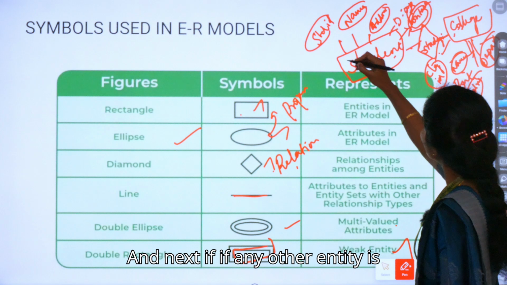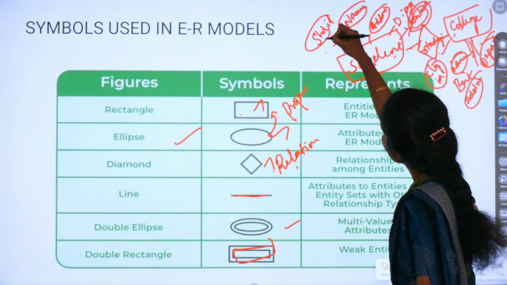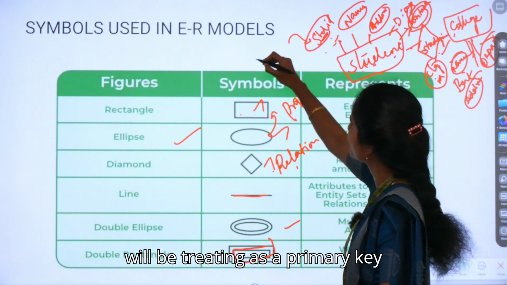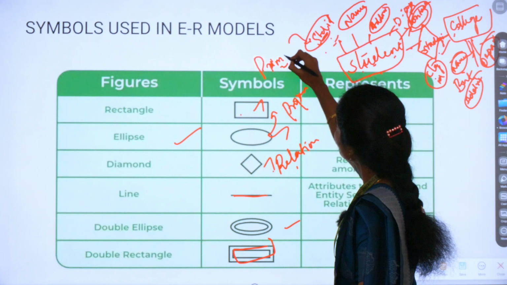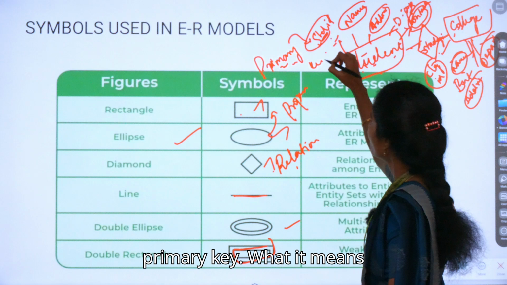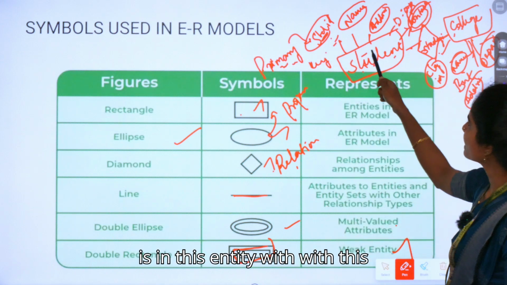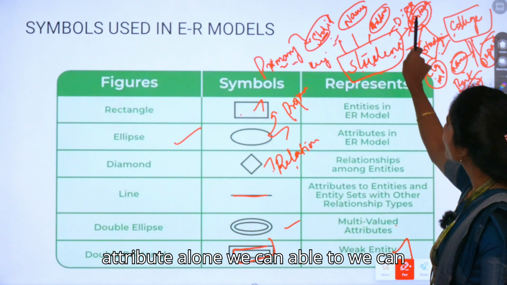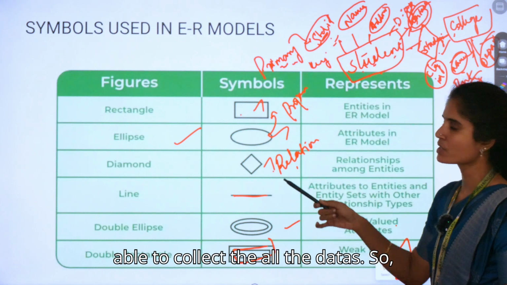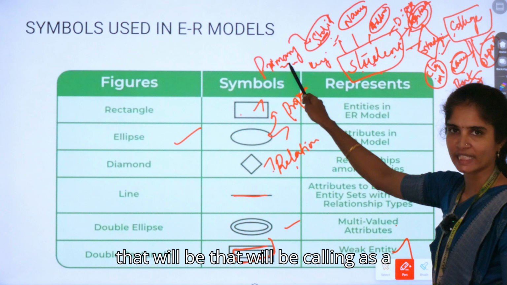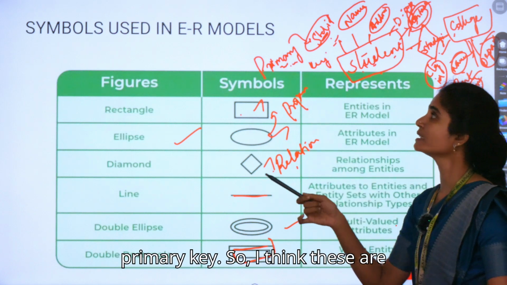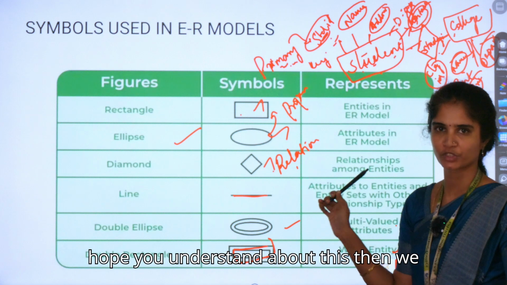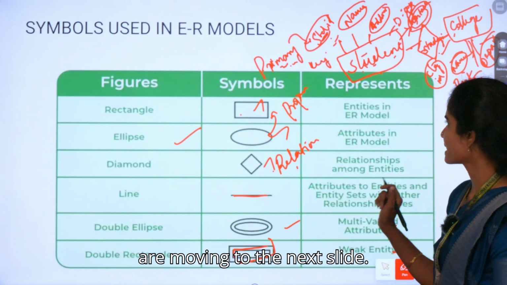Next, if an attribute is defined with an underline, it is treated as a primary key. A primary key means that with this attribute alone in the entity, we can collect all the data. That is called a primary key. So I think these are the symbols we use in the ER model. Hope you understand this. Then we move to the next slide.